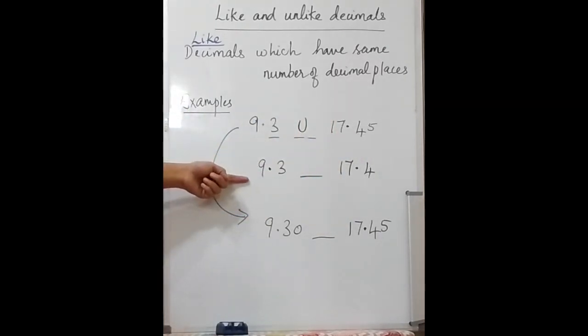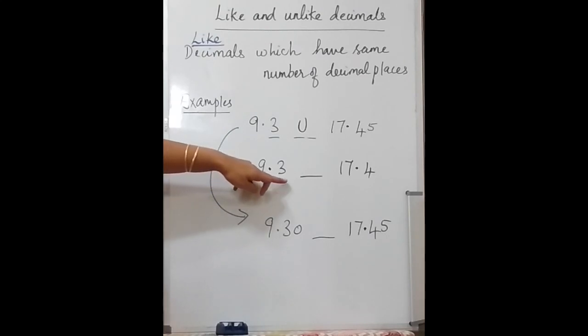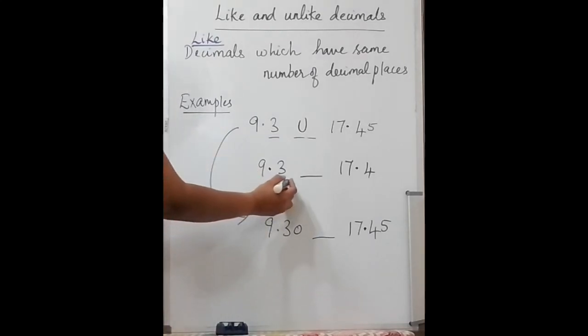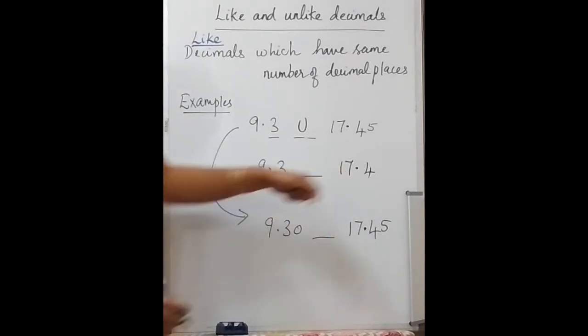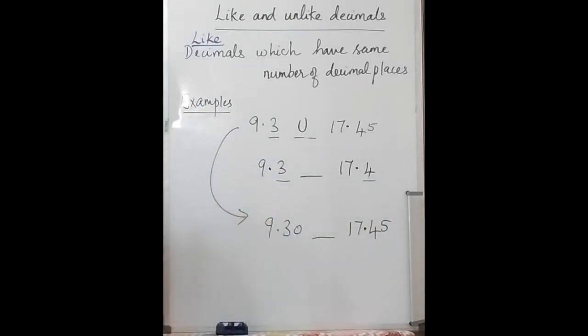Now what about these two numbers? Here I have 9.3 and here I have 17.4. What is the number of decimal places here? I have number of decimal places is 1. Here also the number of decimal places is 1. So are they same? Yes. So I call these two as like decimals.